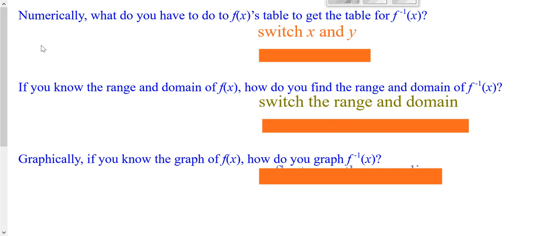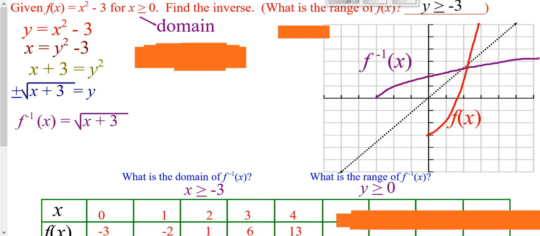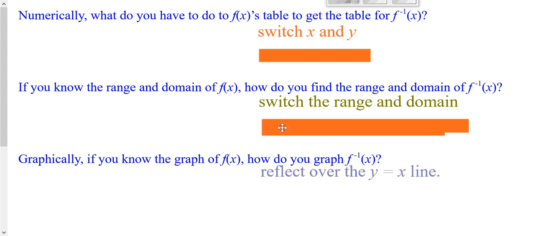Graphically speaking, how do we know what we have to do? Well, it's really a reflection over this y equals x line. If you take your original, reflect it over that y equals x line, you get your inverse. So graphically, you reflect over the y equals x line.